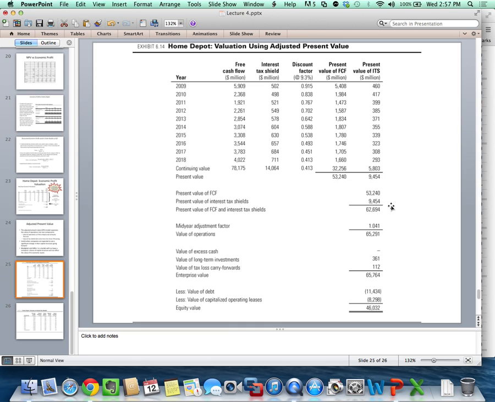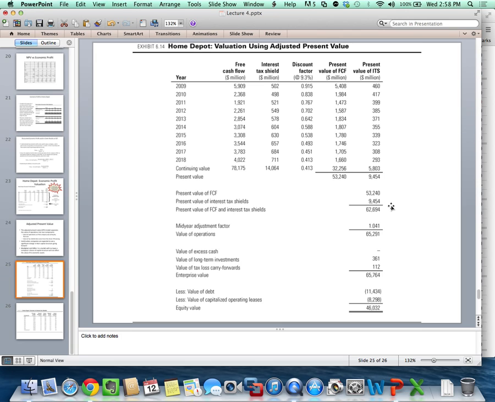65,764 is the value of the operating and the non-operating cash flows. So I'm saying, what's the value of the company before the tax yields? The operating value is 62,694, which includes the tax yields. So take away the tax yields. What is left? 53,240. That is the value of Home Depot as a debt-free company.